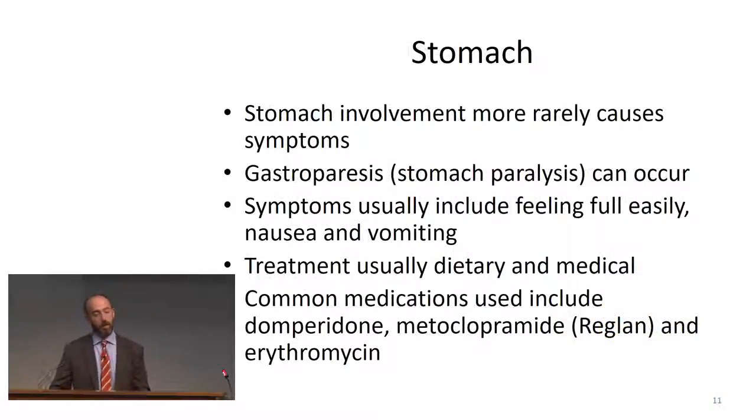In the stomach, which is more rarely involved in scleroderma, the cardinal disorder that can occur when there's scarring of the smooth muscle is gastroparesis, or stomach paralysis. Symptoms here usually involve feeling full easily, nausea, and vomiting. It's diagnosed in a number of different ways, but treatment is usually both dietary and medical. We use common medications that include domperidone, Reglan, and erythromycin. And then we also recommend smaller meals that are easier to empty and avoiding eating late.